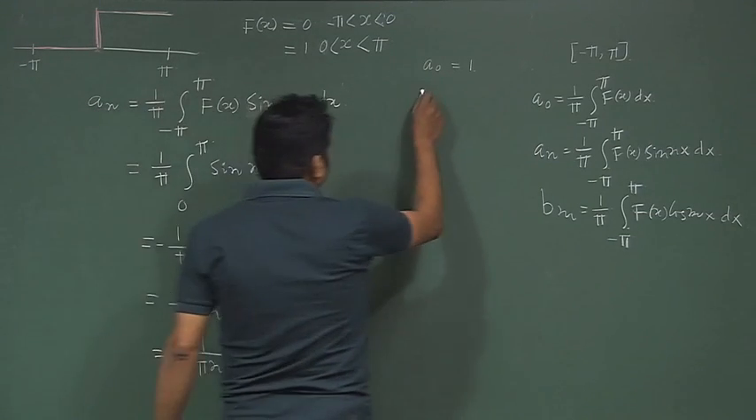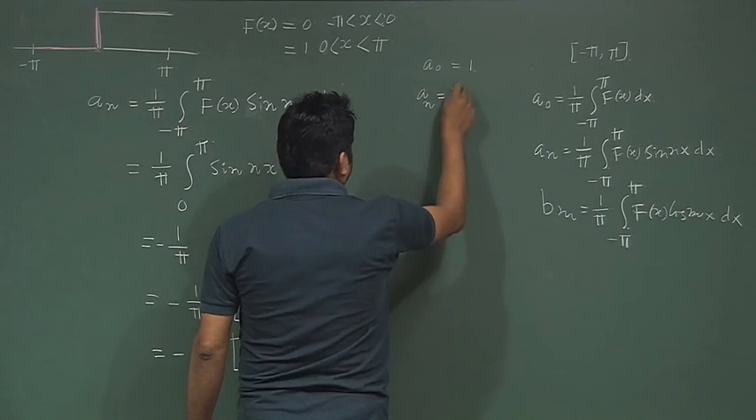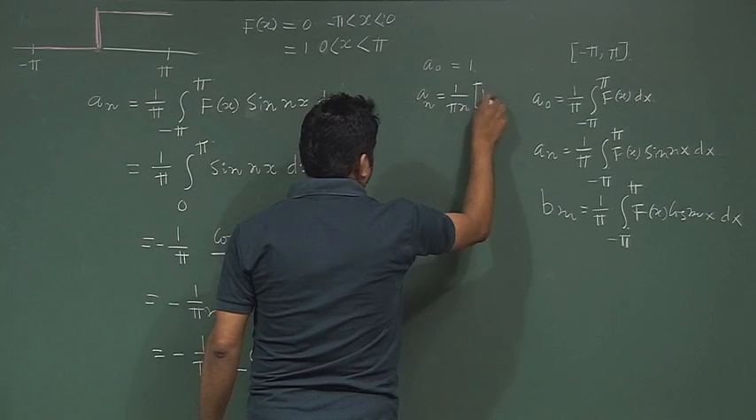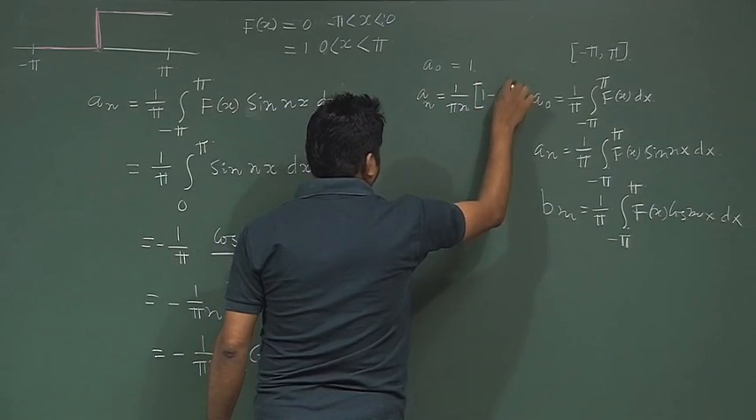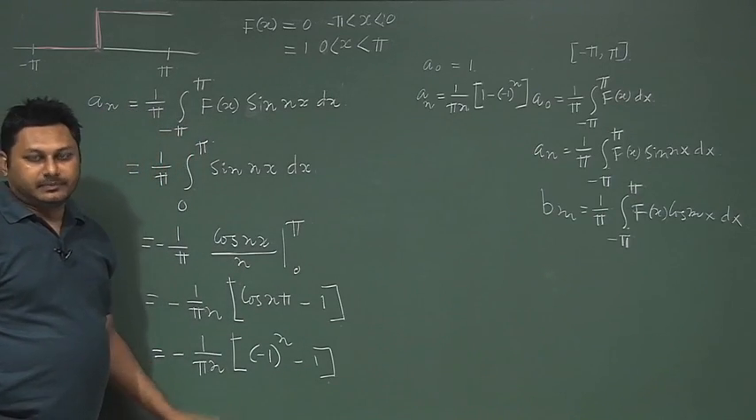So, here somewhere I should also write what my value of an is, and it comes out to be something like this. Okay.